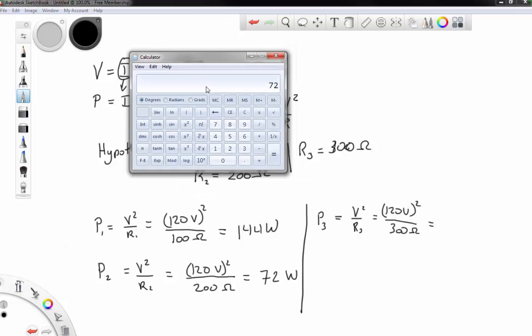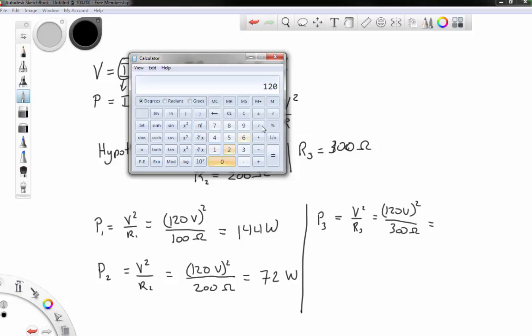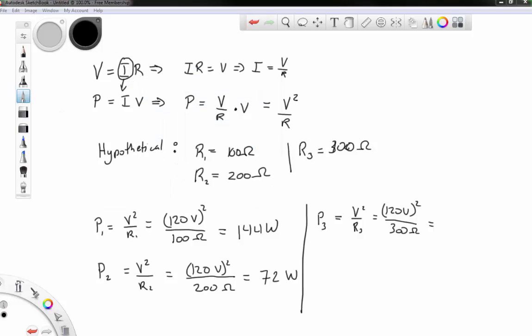Okay, let's see what we get. So 120 times 120 divided by 300, is it going to be less than 72? Oh, it is. It's 48. So 48 watts. So the pattern seems to be that a larger resistance leads to less power draw.